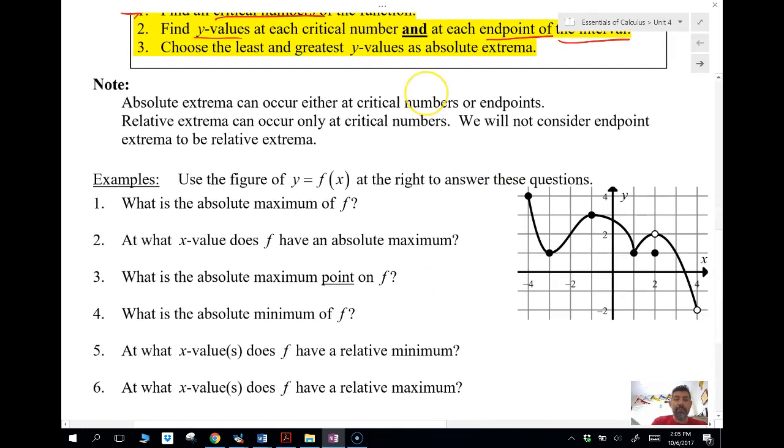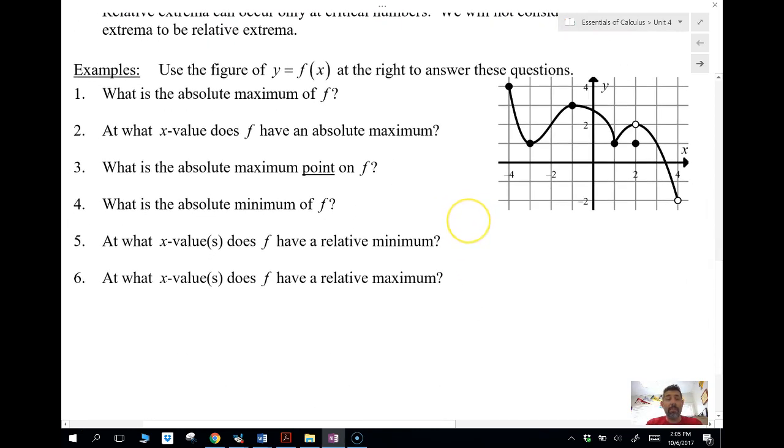So let's take a look. Just a couple of things. Absolute extrema can occur at either the critical numbers or at the endpoints of our function. Relative extrema can occur only at our critical numbers. So just because an endpoint is an endpoint does not mean it's a relative extrema. It can only be at critical numbers. So let's take a look at a graphical example here.